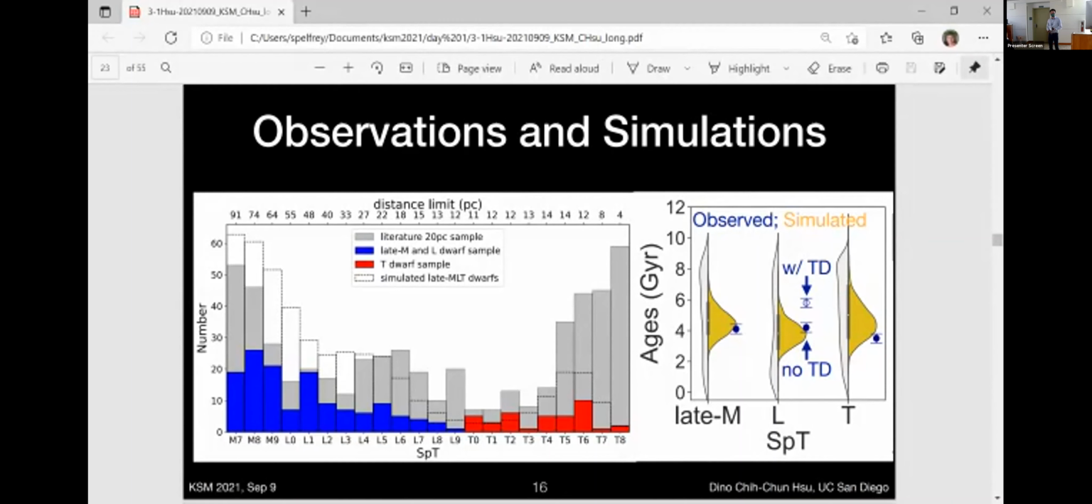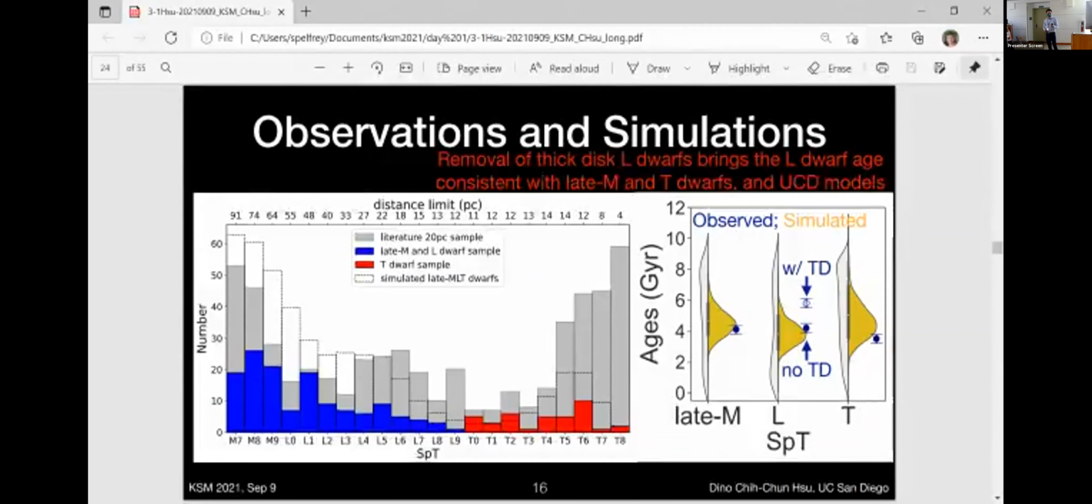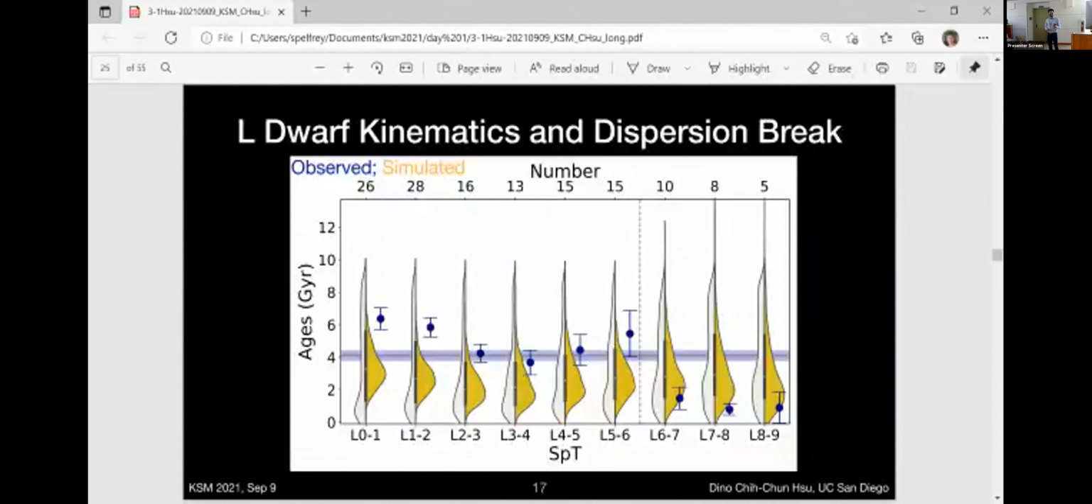As you can see, for LAMs and Ts, the observations and simulations are consistent. However, if you look at L dwarfs, the open circle and the upper circle there, there's a huge discrepancy compared to our understanding. However, if we remove these thick disk sources, it brings the age into consistency with the LAMs. So that partly resolves the mystery, because local L dwarfs have a higher thick disk fraction. But we are not sure if this sample is complete or not.